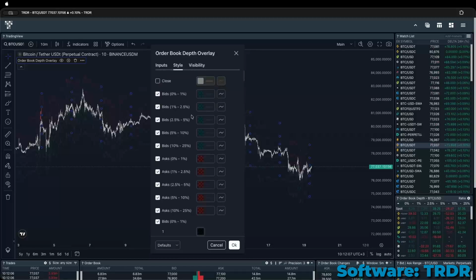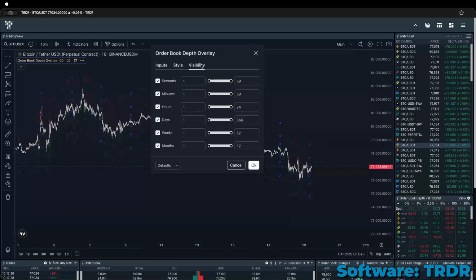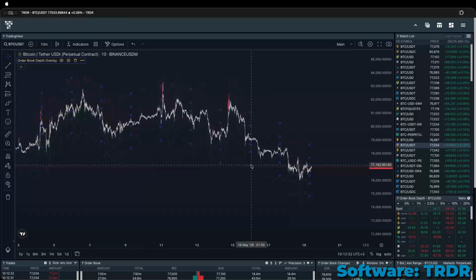Then we got the style, which is mostly just visual settings. You can change the colors here, but because when it comes to color I like to take my time and I don't want to waste yours, I'm just gonna leave it as it is for now. And lastly, like any TradingView indicator, we got the visibility. By clicking OK, you can now see the order book depth overlays on the chart more clearly.